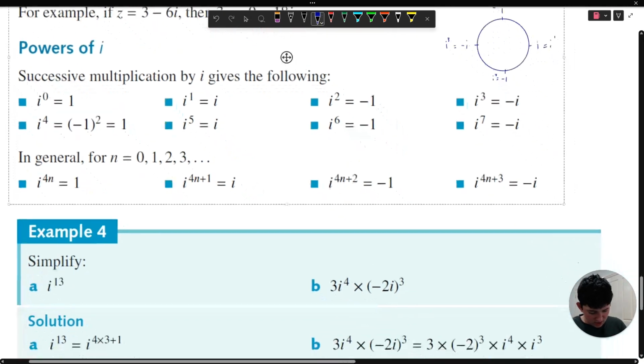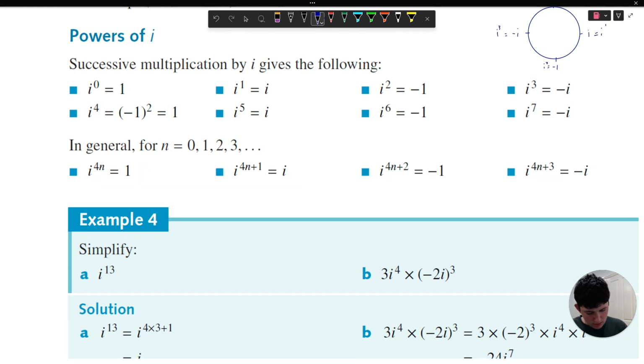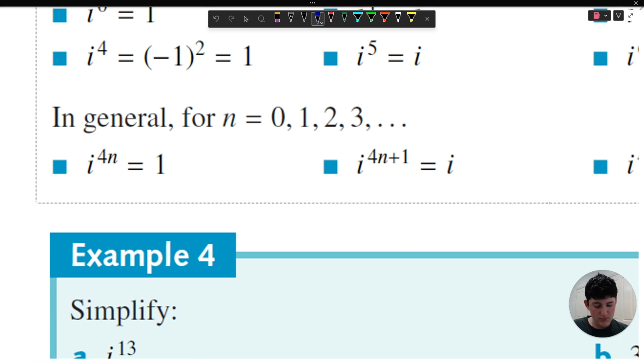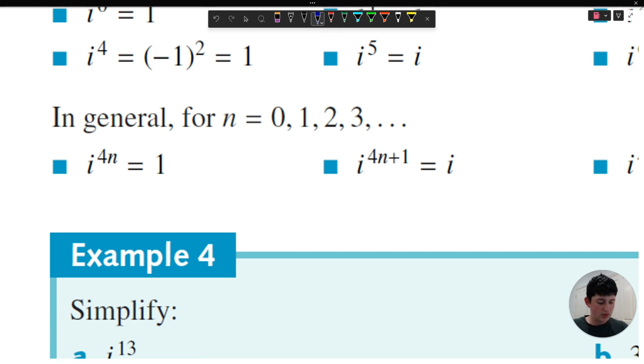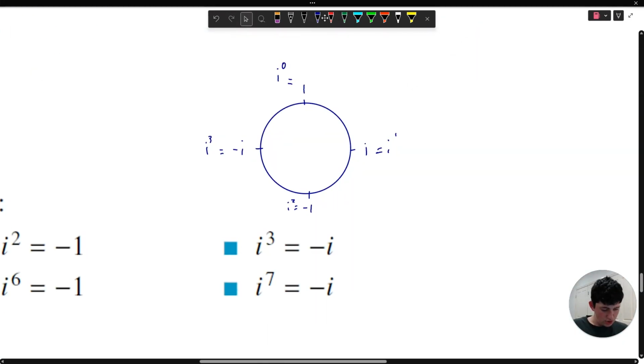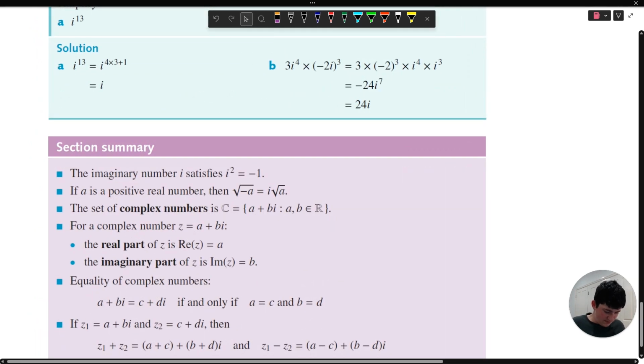And so this is where you get these 4 laws. 4 times n, where n is just any number, well, any integer, I must add. i to the 4n is equal to 1. i to the 4n plus 1 is equal to i. And like I said here, you're just going around the circle. So that's pretty easy. How about we get on to some questions, eh?